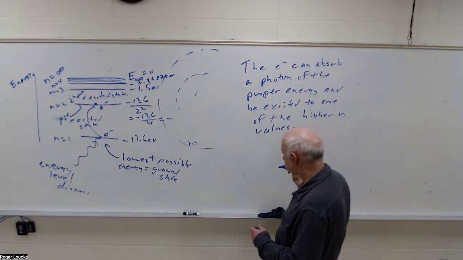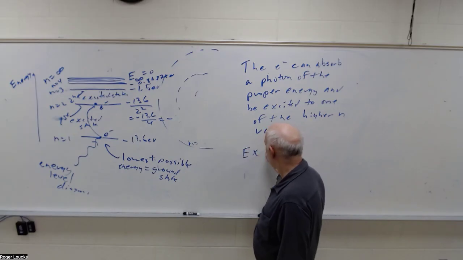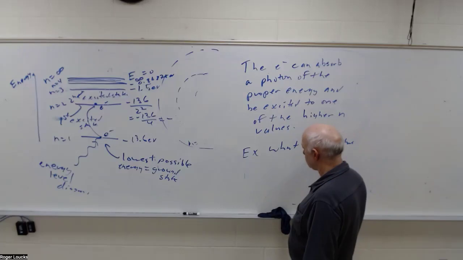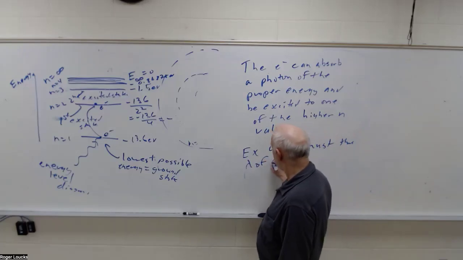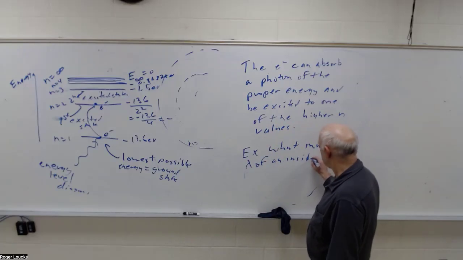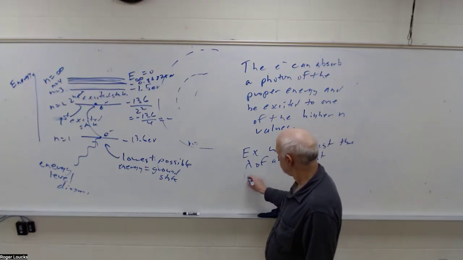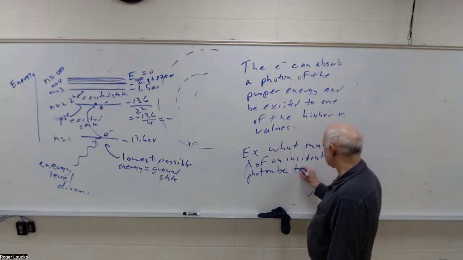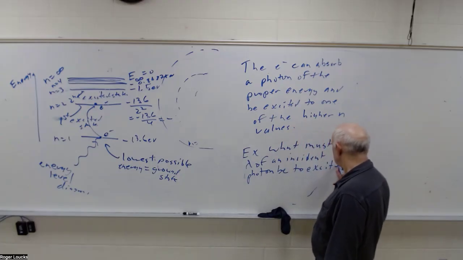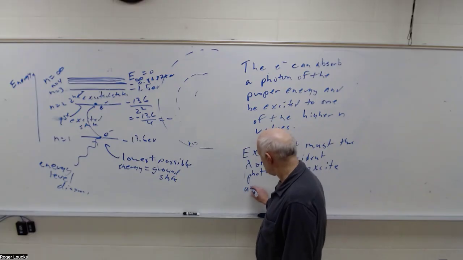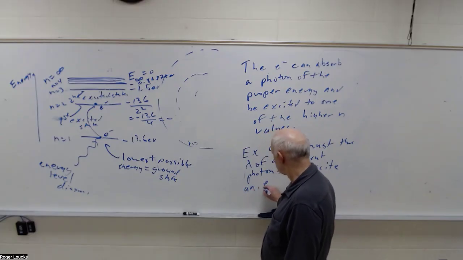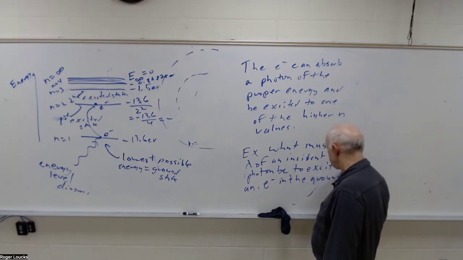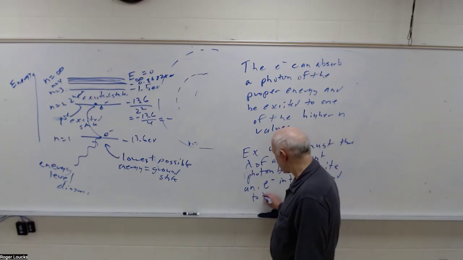So let's do a little problem here. Let's ask, what must lambda of an incident photon be to excite an electron in the ground state to the second excited state?